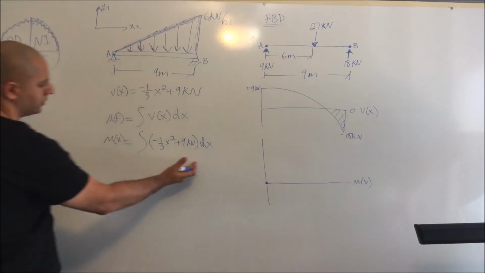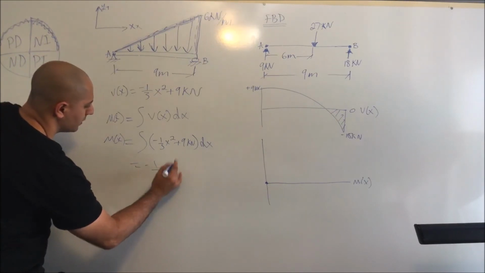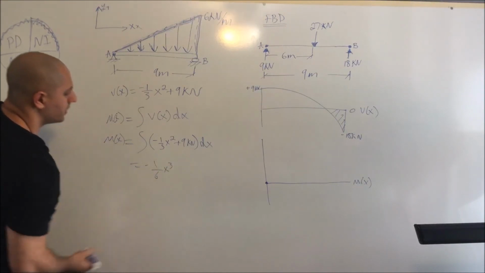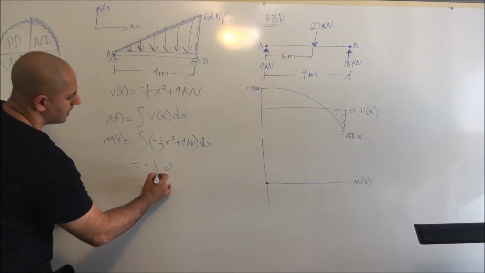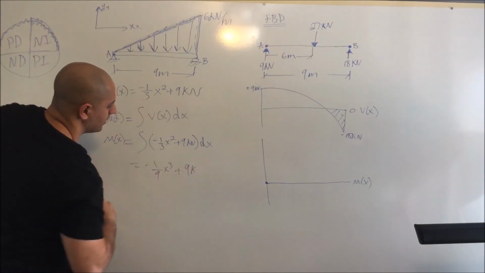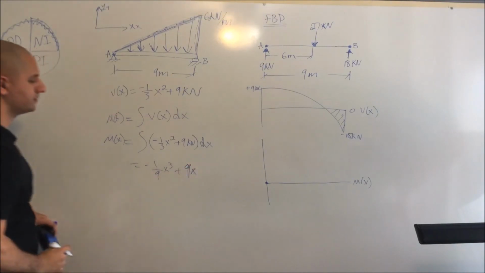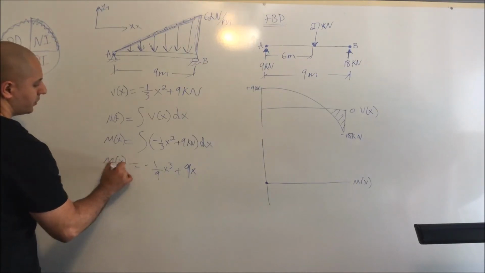After that, you solve for the integral. Here you will have negative 1/3 x squared, with the power raised, so it's negative 1 over 9, x cubed. Sorry guys. This will become 9x. Okay, so this is your formula. So now we know the moment.